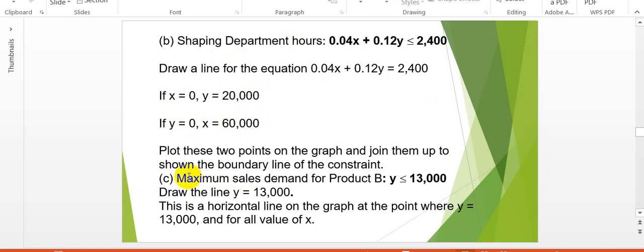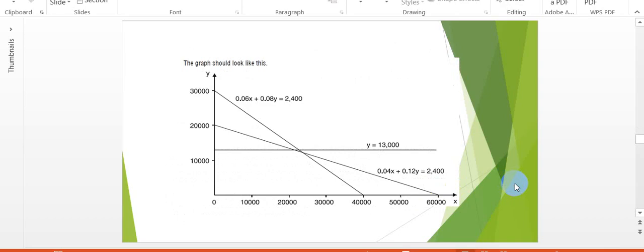Then you go to the demand constraint, where we know y is equal to or less than 13,000. So you draw the line y is equal to 13,000. So that is the outlook of our graph after drawing those constraints on the graph.